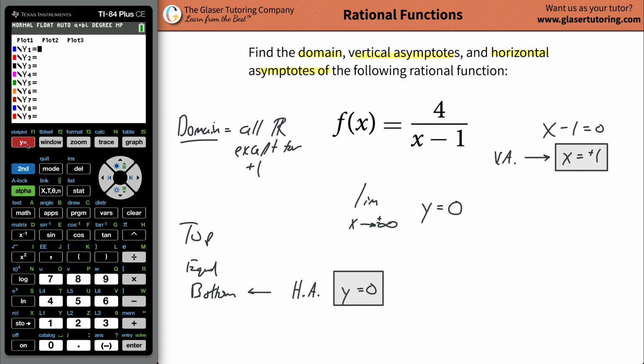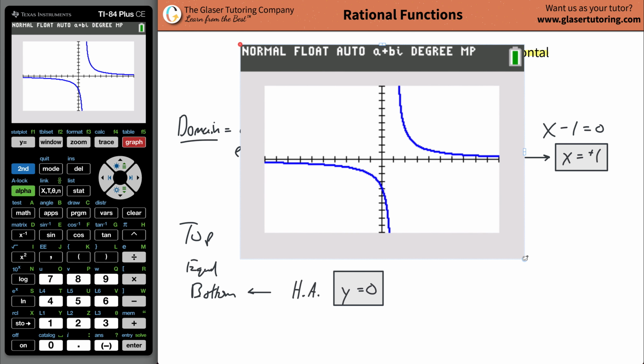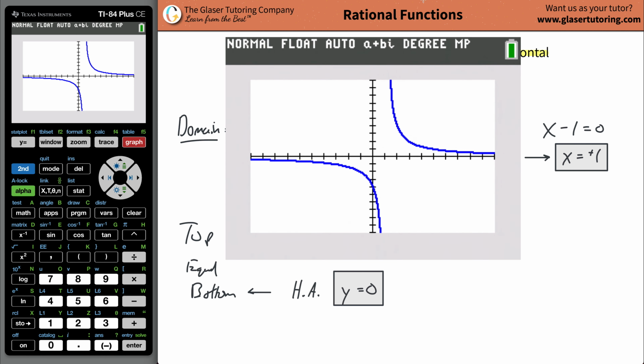Why don't we graph this and see what we get. So 4 divided by open parentheses x minus 1, close the parentheses, and hit graph. And look, this is kind of what we were saying, right? We have a horizontal asymptote right here, that's y equals 0. And we said that our vertical asymptote was going to be at x equals positive 1. And there you go. There you have it.